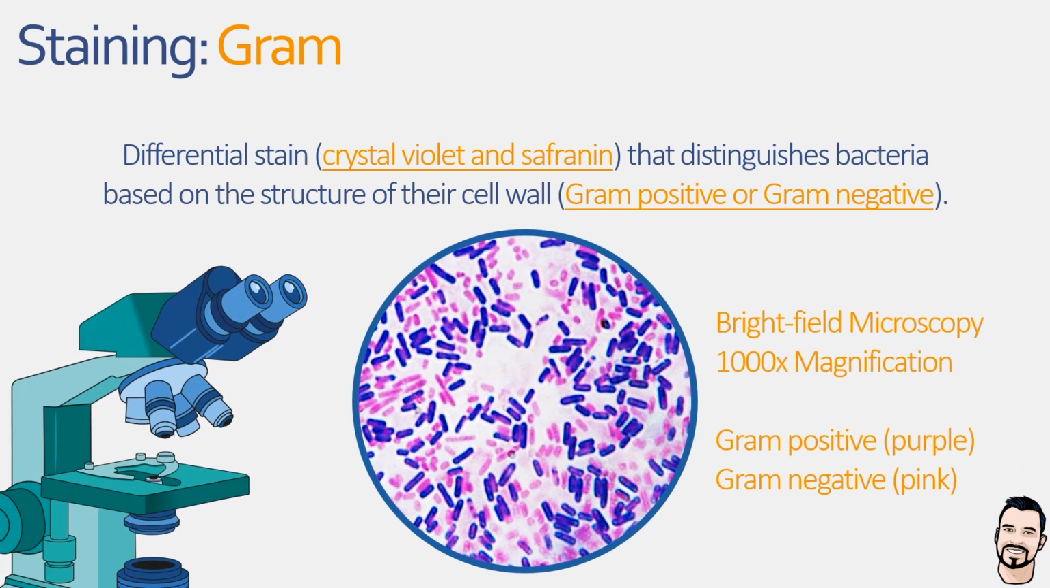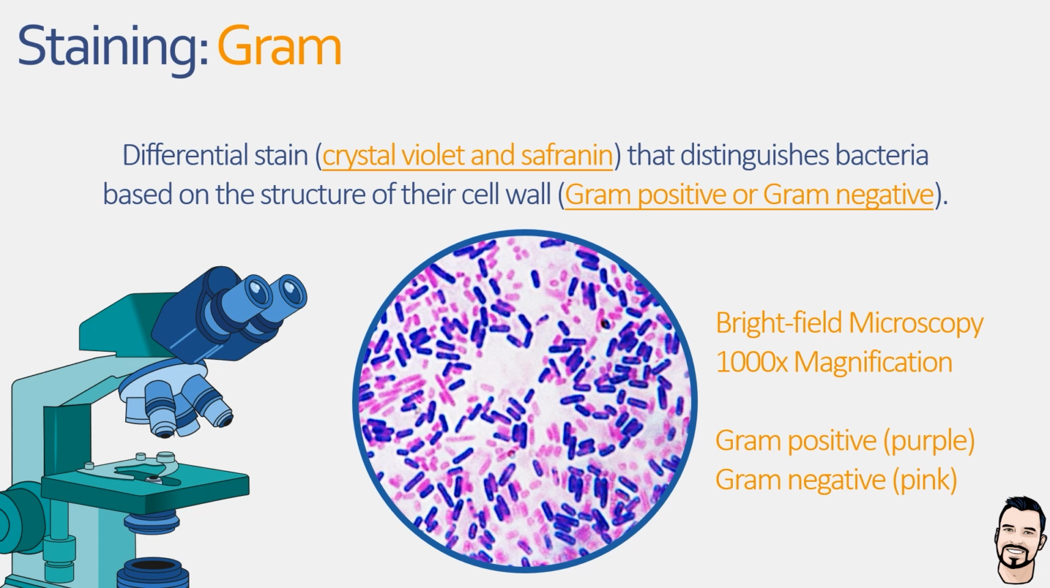And so in this example, at 1000 times total magnification, we can see a mixed bacterial population, with some gram-positive bacilli staining purple and some gram-negative bacilli staining pink. And this provides us a very simple and quick way to differentiate between the two main types of cell walls in bacterial cells.